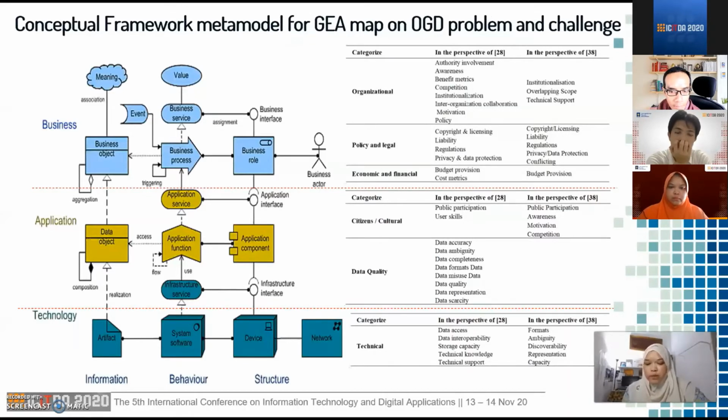Finally, the OGD problems and challenges identified were mapped accordingly on top of the generic Archimate Metamodel, which highlights the similar problem and challenge categories mapped on top of the EA aspects, which are business, application, and technology. The categories of organizational, policy and legal, economic, and financial are suitable to be located at the EA business level. It is suitable to be mapped at this level as the categories are still stated at the strategic view.